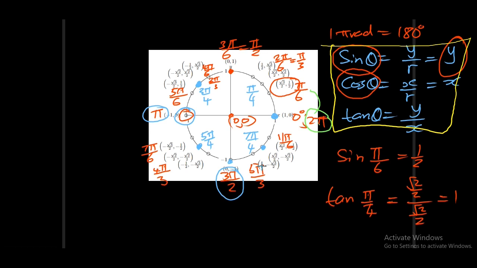So I hope this was useful. You can now construct the unit circle. You can now associate angles with each point and use it to find actual values.